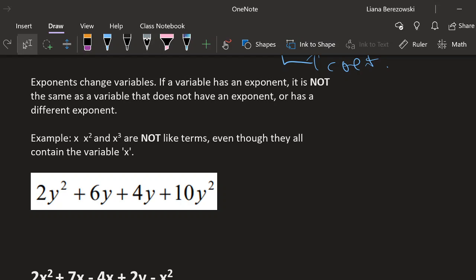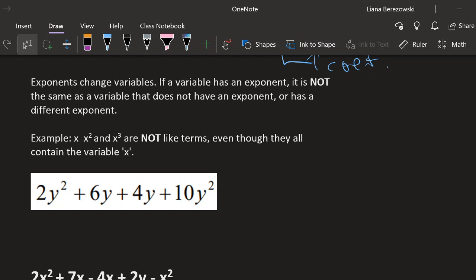The example I like to use for you guys, x, x squared, and x cubed are not like terms. Even though they all contain the variable x, you cannot group them together because they're not the same. They look similar and you see that x and you want to just jump the gun and group them together. Can't do it. Again, same thing if it's y's. So that's a good segue into the first problem that we have here.